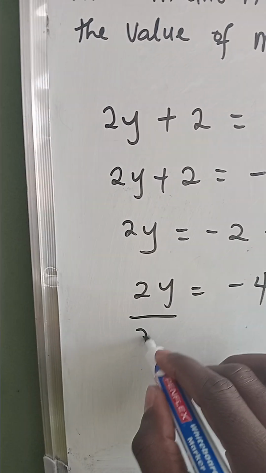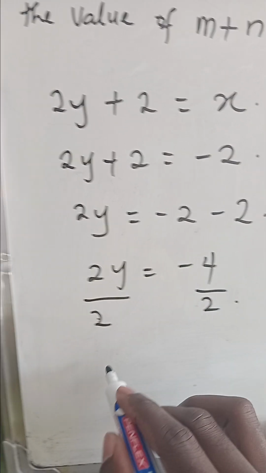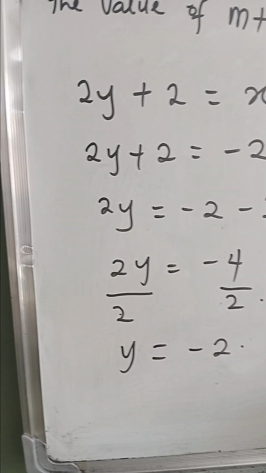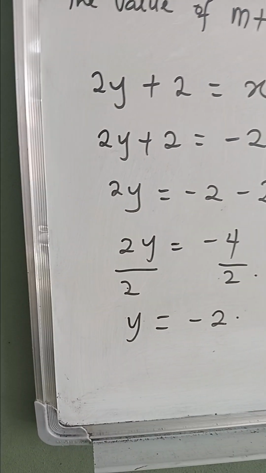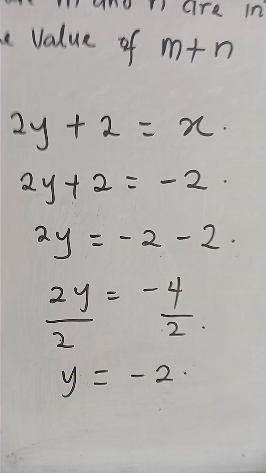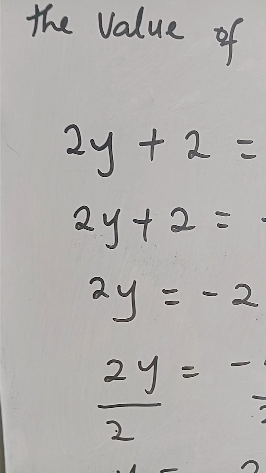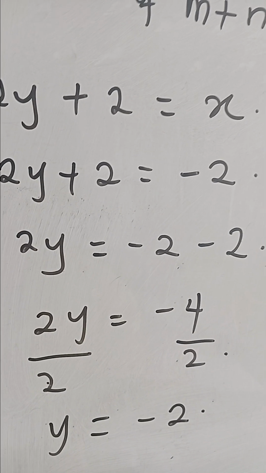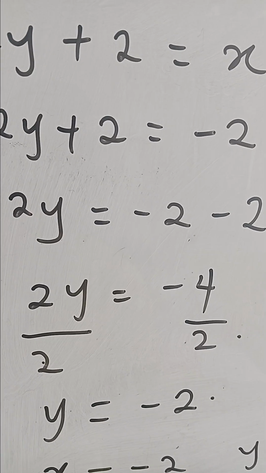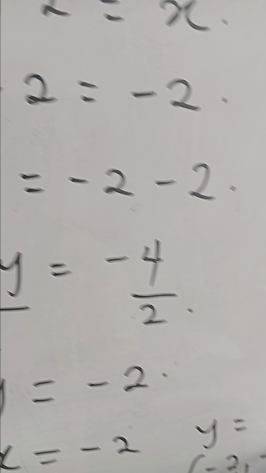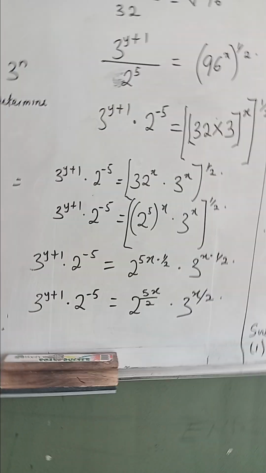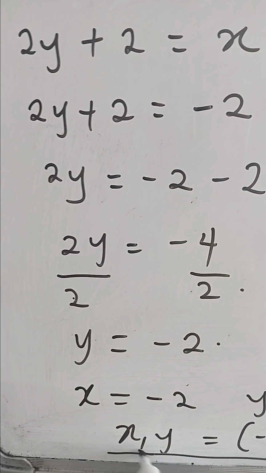Then divide both sides by the coefficient of y. So I have y equals what? Minus 2. So my x equals minus 2, y equals minus 2. X comma y is equal to minus 2, minus 2. So that's the solution to the first question.